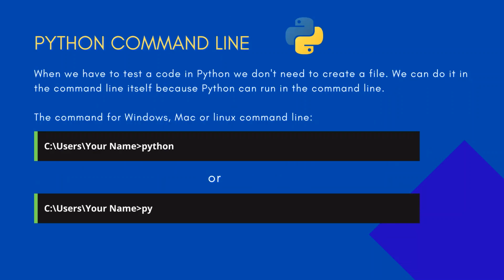Now let's learn something about the Python command line. So, when we have to test a simple code in Python, we don't need to create a file for it. We can do it in the command line itself because Python can run in the command line. The command for Windows, Mac or Linux command line is only python or py. You just have to type python or py in the command line and it will start a Python editor.